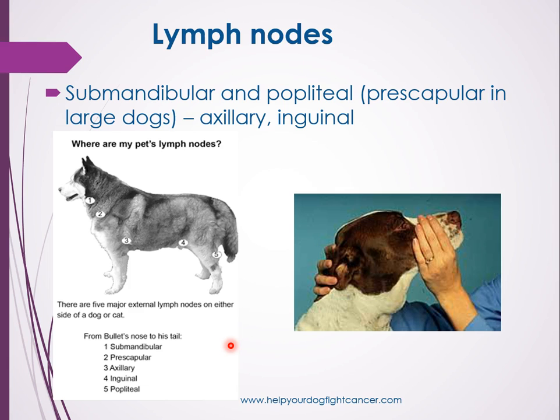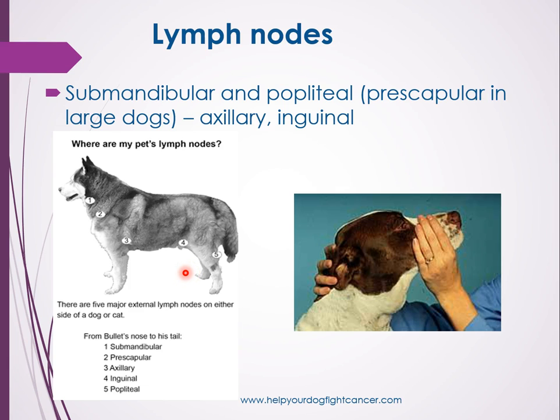Now we're moving on to lymph nodes. The most palpable lymph nodes for cats and dogs would be the submandibular and popliteal lymph nodes. For prescapular lymph nodes, just before the scapula, normally you should be able to palpate them in a large dog. Axillary and inguinal lymph nodes, if you are able to palpate them, it means the lymph node is reactive. That lymph node is big, so there's a crisis going on. When it comes to submandibular and popliteal, it's normal for you to be able to palpate them.